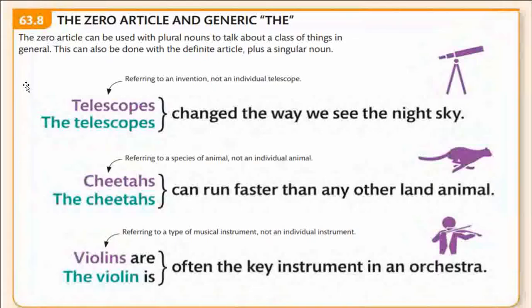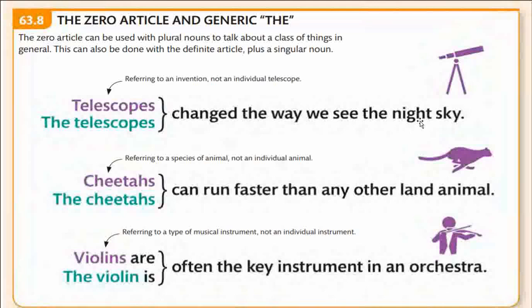Let us proceed. The zero article and generic the. The zero article can be used with plural nouns to talk about a class of things in general. A class of things, a group of things in general. Alright, so it is a possibility where you're talking about the class of things in general. This can also be done with the definite article plus a singular noun. So you can use it with a singular noun, and you can use it with plurals with the.